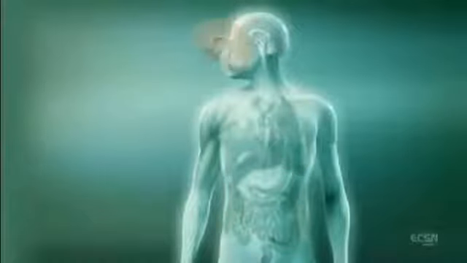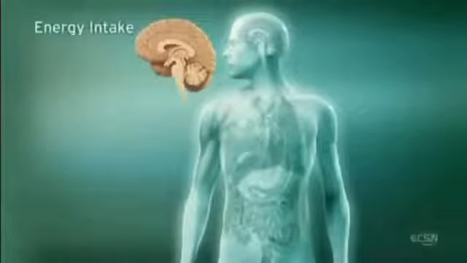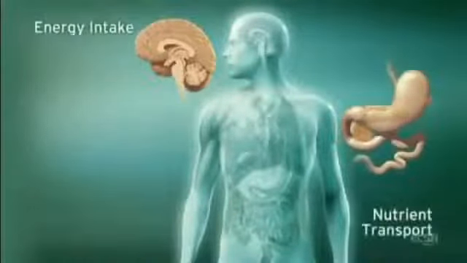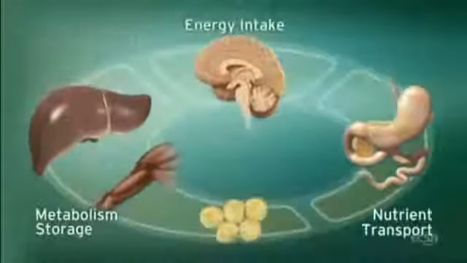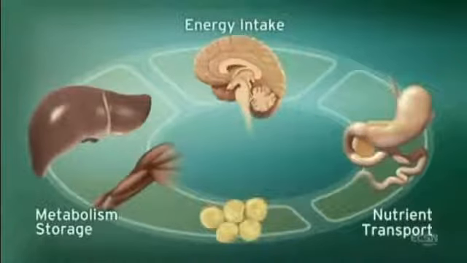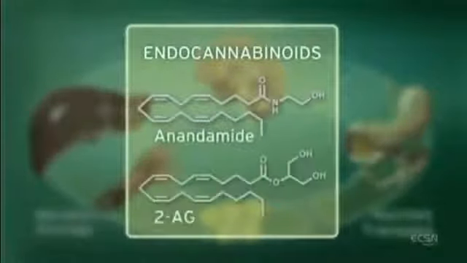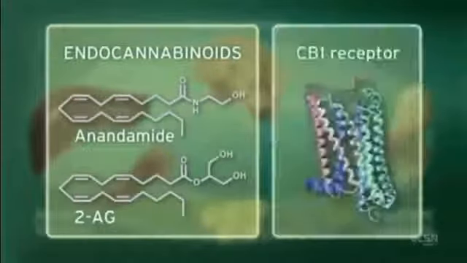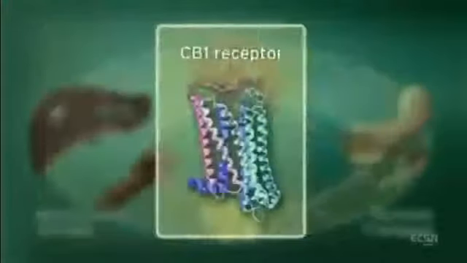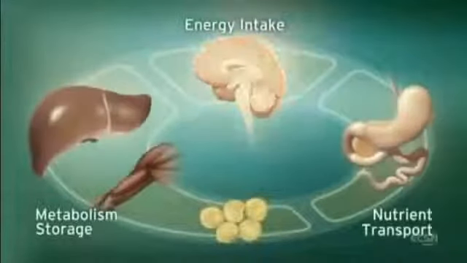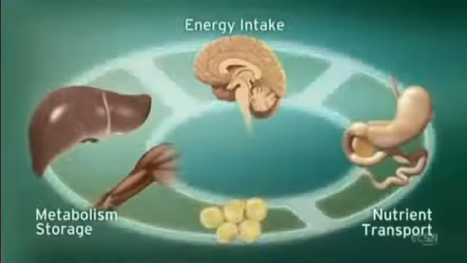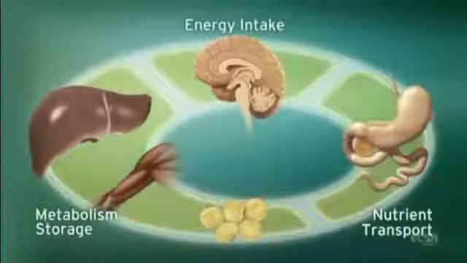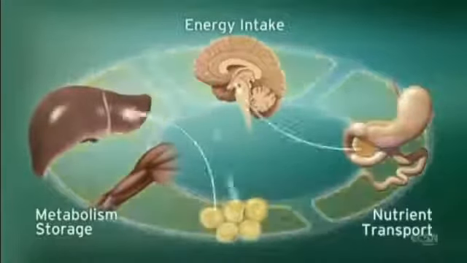This intricate system modulates energy intake, as well as nutrient transport, metabolism, and storage. The ECS regulates these processes through endogenous ligands, such as anandamide and 2-arachidonylglycerol, and the CB1 receptor. CB1 receptors are located in the brain, digestive tract, muscle, and adipose tissue. Integration of these central and peripheral ECS components is achieved through neuronal and hormonal signaling.